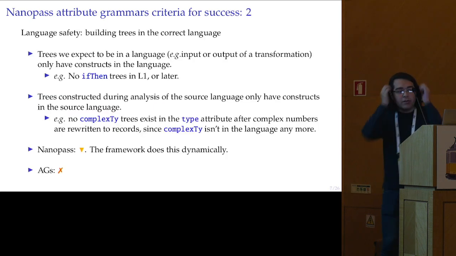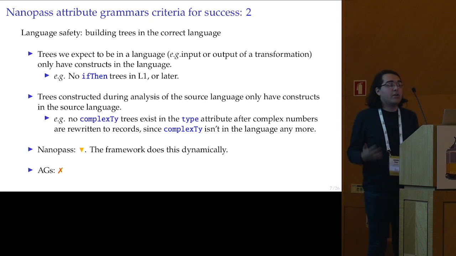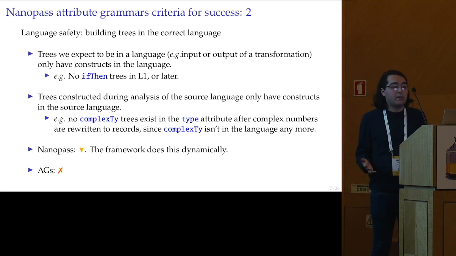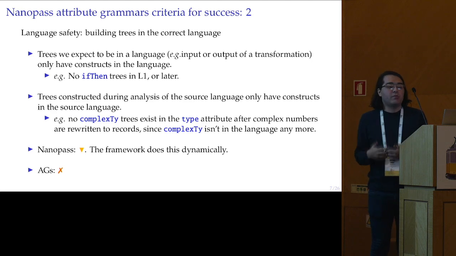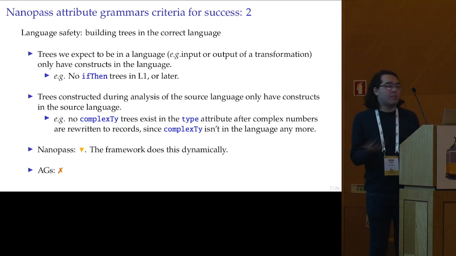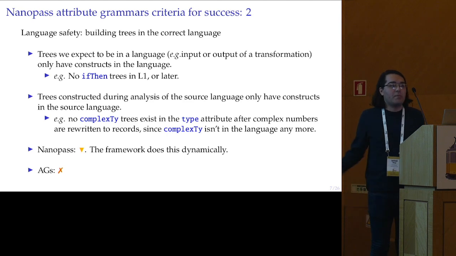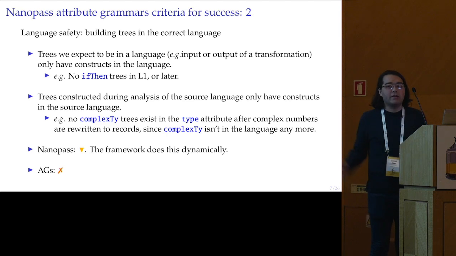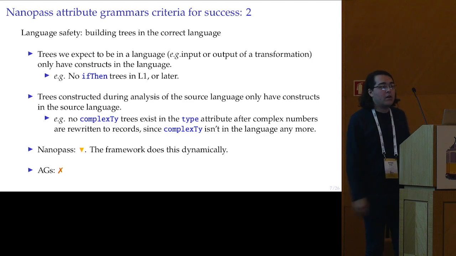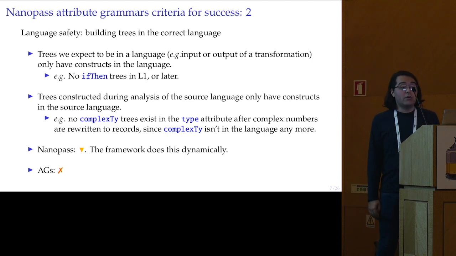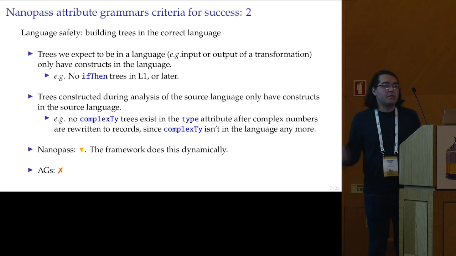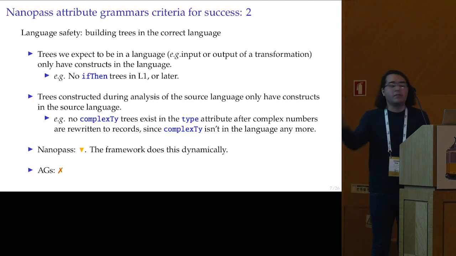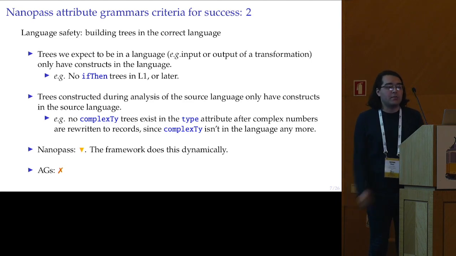The second criterion would then be checking that whenever you're building a tree, you're actually building it in the language you expect it to be in. So if you're in the output of some transformation, and it should be, for example, removing if-thens, you better not be adding any new if-thens. And this applies later on too. If you're way after that and if-thens are completely unrelated, you better not be producing any. This also applies to analyses that you want to do on the tree. If you're computing types, or getting the results of type checking, and complex numbers aren't supposed to be there, you better not be there.